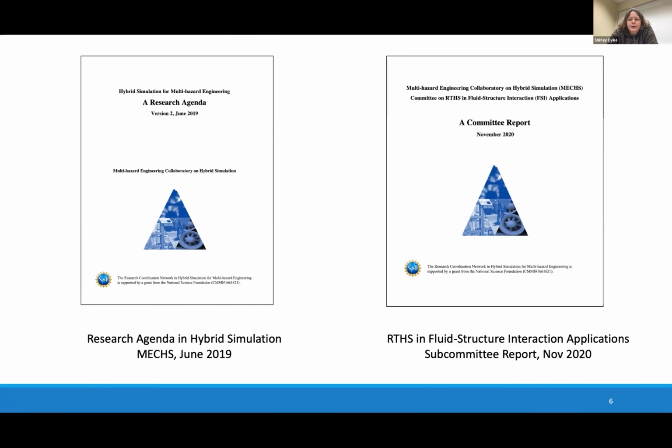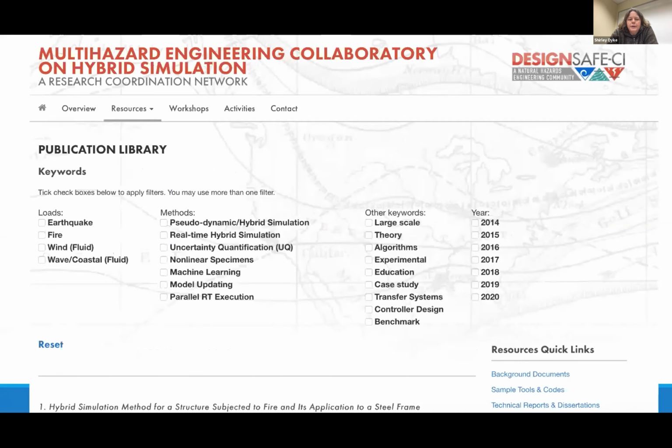The other thing I want to mention is that more recently, we've been trying to find ways to remotely support this community. One of those is the publication library, as we call it, and we have about 300 papers linked from this page. You can get there from our main page. The idea is that you can access recent papers in hybrid simulation and real-time hybrid simulation from one central location. A number of researchers have sent us papers.